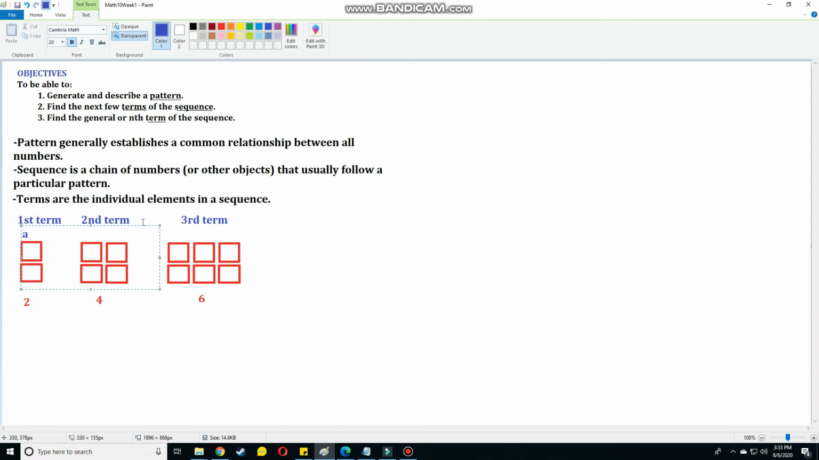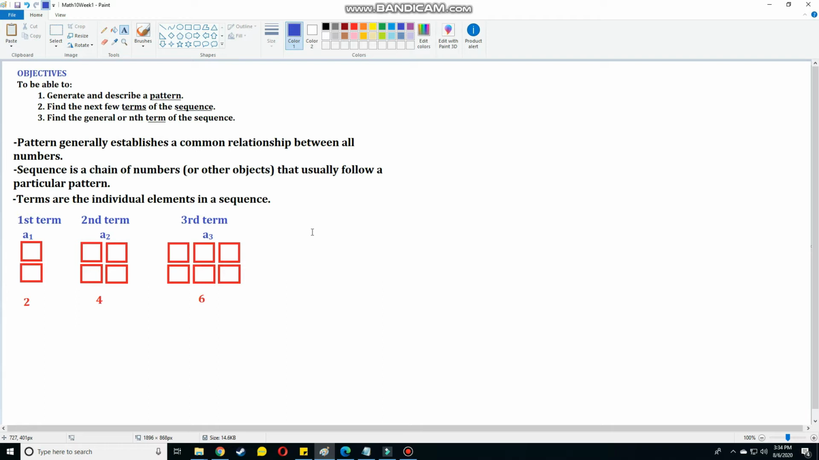Symbol for the first term, that would be a sub 1. For the second term, that would be a sub 2. And for the third term, the symbol would be a sub 3. Okay, so it's very important for us to get acquainted with the symbols, because in our later discussions we would always use the symbol. So a sub 1 refers to the first term, a sub 2 refers to the second term, and a sub 3 refers to the third term.